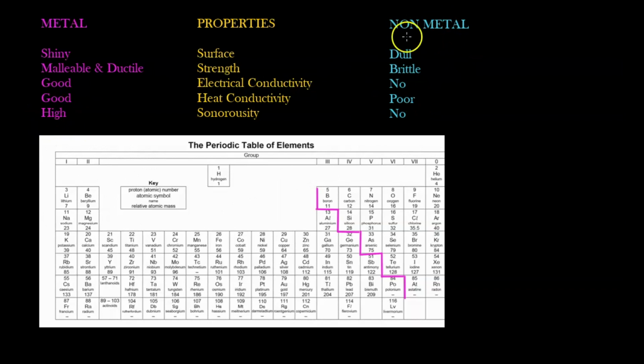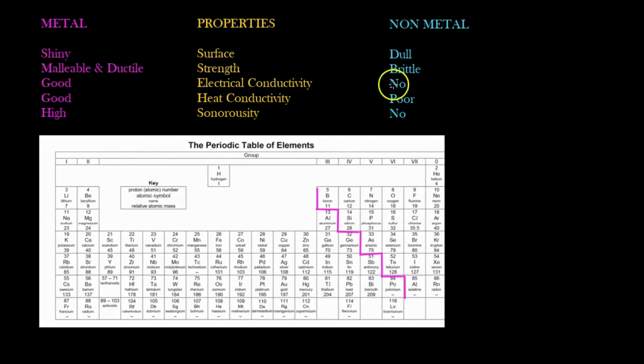Whereas for the non-metal side, the surface is dull. For example, you can imagine carbon, coal like charcoal. It's very dull. It's just black in color and doesn't reflect light. For strength, it's very brittle. Imagine charcoal again. You can just crush it with your hands.